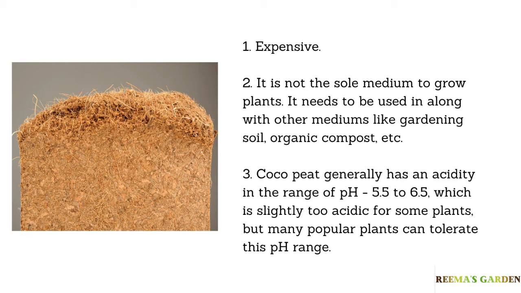It has a pH range of 5.5 to 6.5, which is good for most of the plants, but then some plants do not like acidic soil, so you have to be careful if you are using it for the plants that do not tolerate this kind of an acidic pH. Now, let's do some cost benefit analysis because coco peat is very expensive and we all know this.